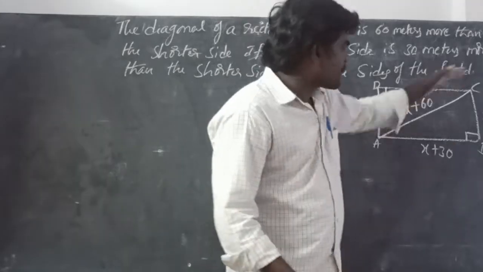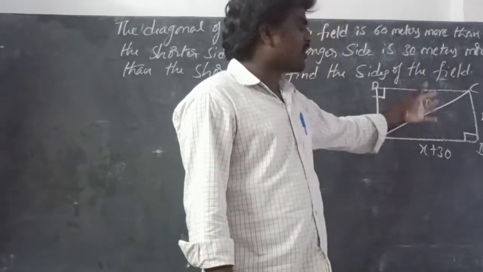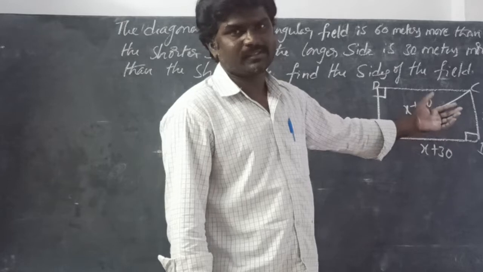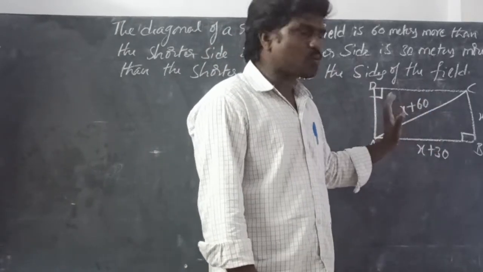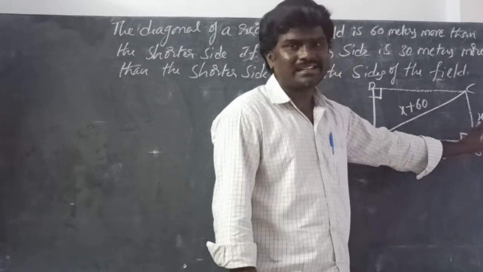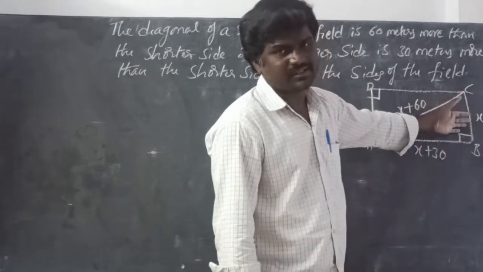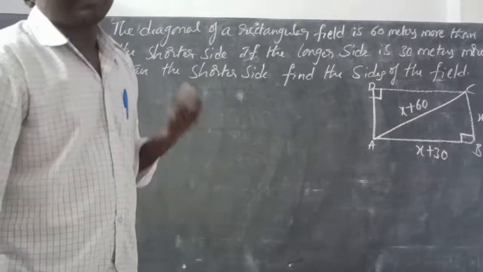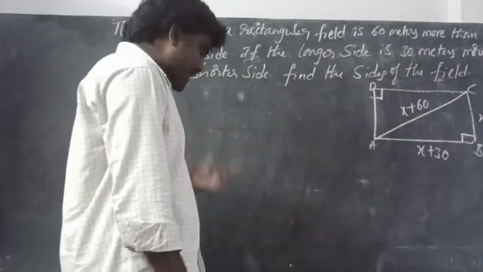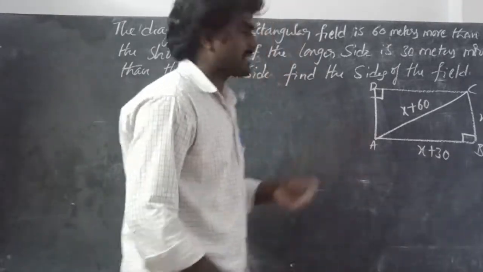When you draw the diagonal, the rectangle is divided into how many parts? Two triangles. Which triangles are there? Right angle triangles. Right angle means what? In a triangle, one angle is 90 degrees. That is called a right angle triangle. So how can we find the sides? By using Pythagoras theorem. Hypotenuse side square is equal to side square plus side square.